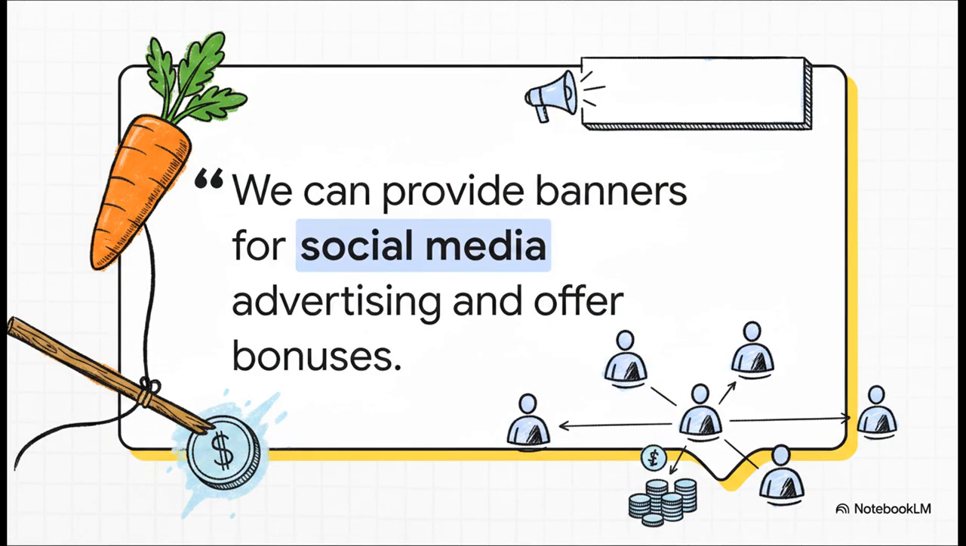But it's not all just strict rules and constant monitoring. There's definitely a carrot dangling at the end of the stick here, and this brilliantly illustrates the franchise nature of this whole operation. The manager's concluding note in the manual says, "We are here to help you grow. We can provide banners for social media advertising and offer bonuses as your network of players increases." So the system actively incentivizes these agents to go out, market themselves locally, and aggressively build up their own subnetwork of players. It really is an incredibly sophisticated grassroots growth model.